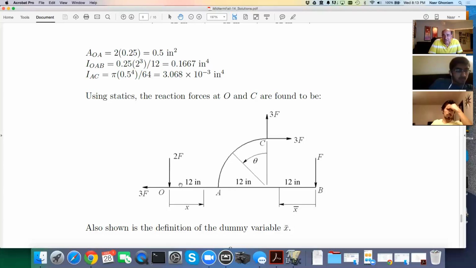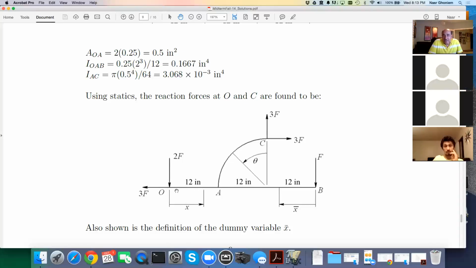But if I take moments now about, let's say, C, then I must have a horizontal force 3F here, and therefore this has to be 3F. In other words, if you put the two links together, you conclude that at C you have two equal forces, one vertical, one horizontal, and at O you have two forces that are not equal. You have 2F and 3F in here.